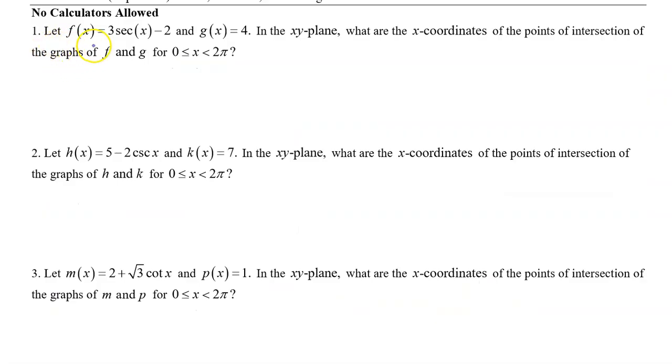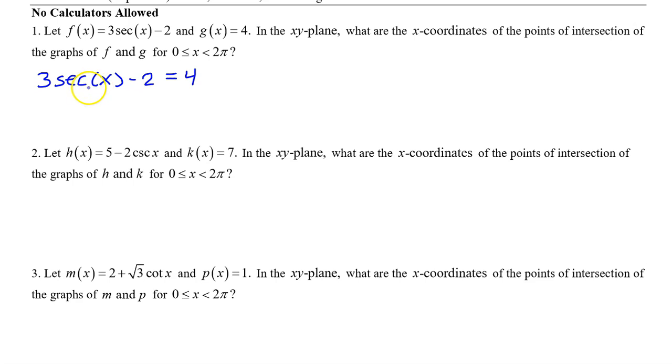Number 1. Let f of x equal 3 times the secant of x minus 2, and g of x equals 4. In the xy plane, what are the x-coordinates of the points of intersection of the graphs of f and g between 0 and 2 pi? The intersection points will occur where f of x is equal to g of x, so we need to set f of x equal to g of x and solve.